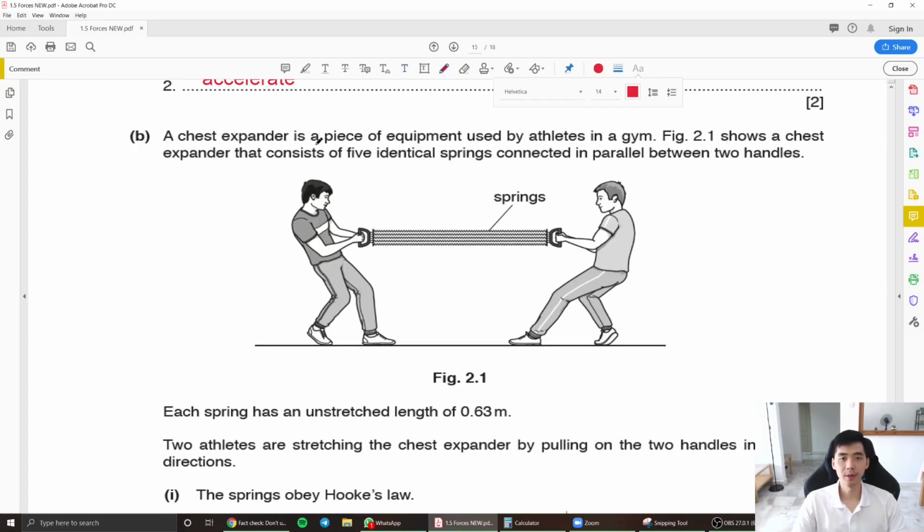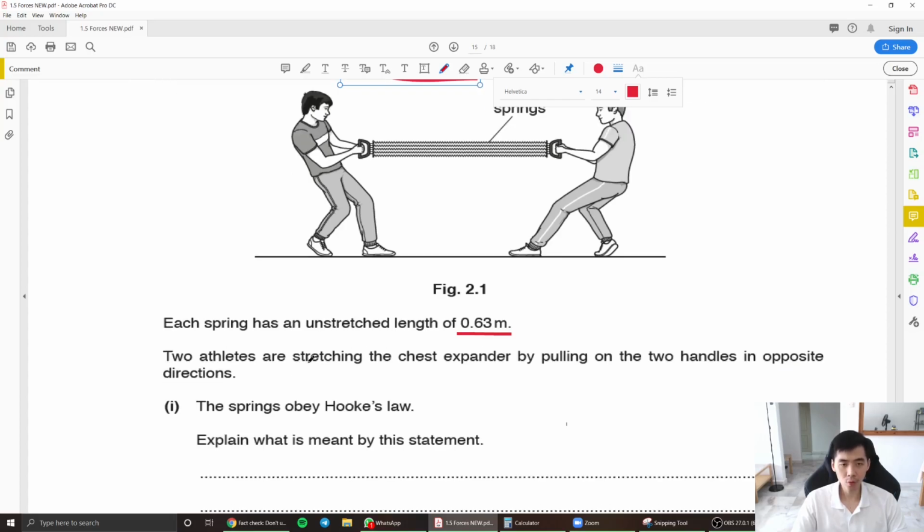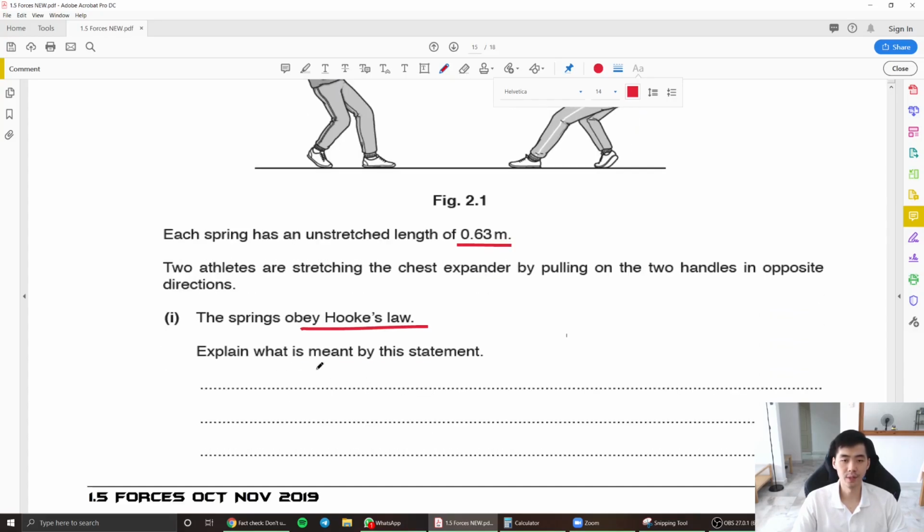A chest expander is a piece of equipment used by athletes in a gym. Figure 2.1 shows a chest expander that consists of 5 identical springs connected in parallel with 2 handles. Each spring has an unstretched length of 0.63. This is the original length. 2 athletes are stretching the chest expander by pulling on 2 handles in opposite directions. The spring obeys Hooke's law. What does this statement say?